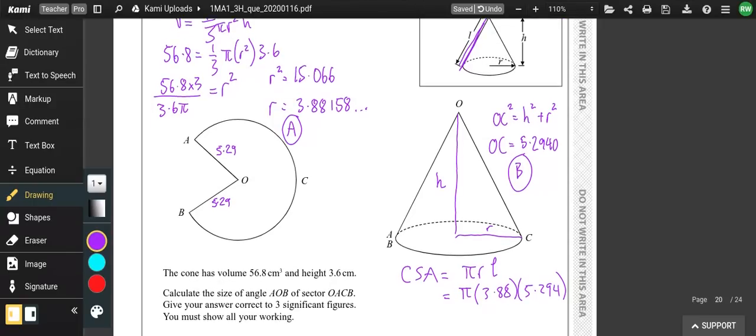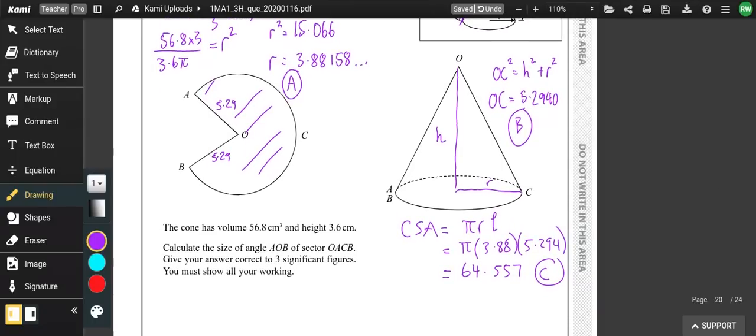So pi times the radius, which I stored in A, times OC, which I stored in B. I'm trying to use the exact values. 64.557. I'm going to store that in C on my calculator. So I now know this curved surface area, which is all of that. So I can use my formula, theta over 360 times pi r squared is the sector area. And I know the sector area, I've just worked that out.